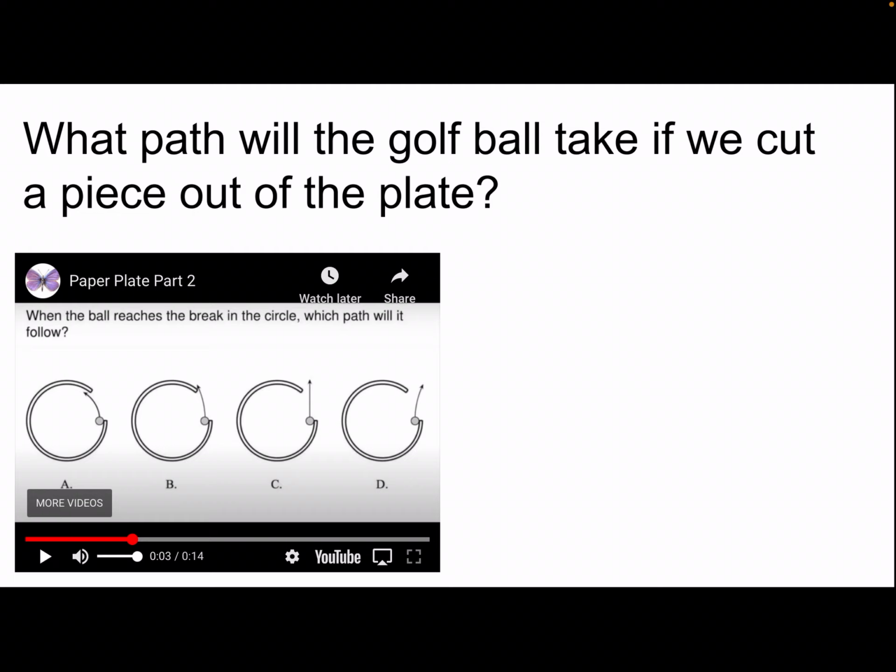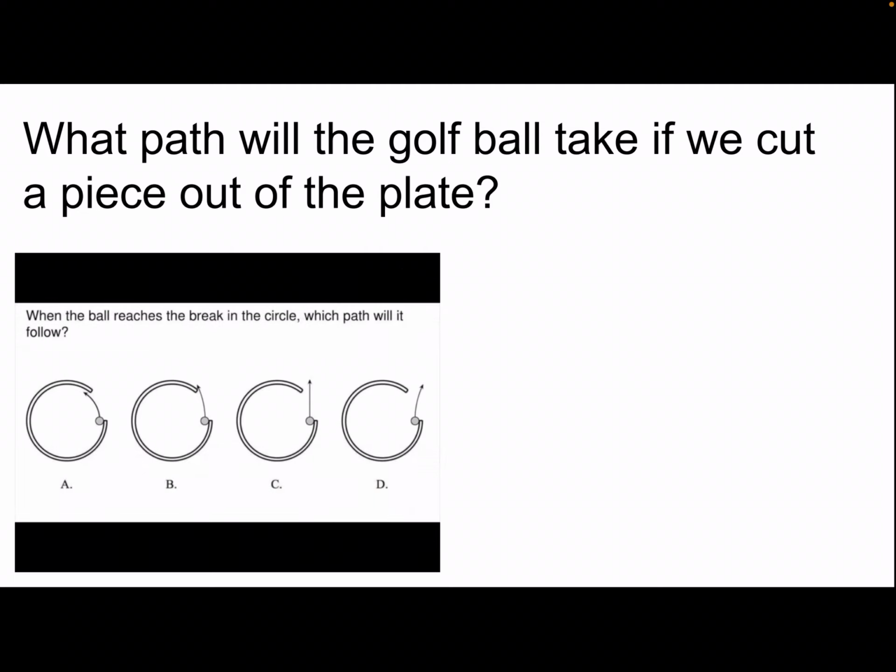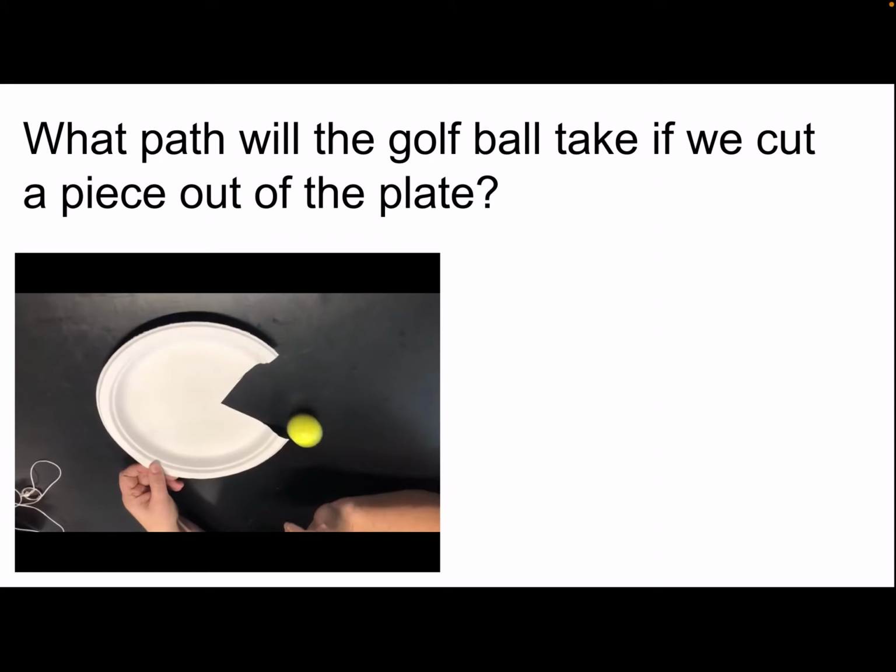Do you think it's A? Do you think it's B? Do you think it's C? Do you think it's D? Whichever one you're thinking it is, try to think of what your justification is for that. And then let's watch the video and see what happens. So think about A, B, C, or D. It's going to follow one of these paths when it reaches that point.